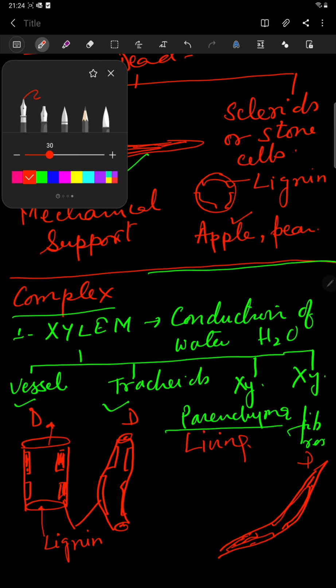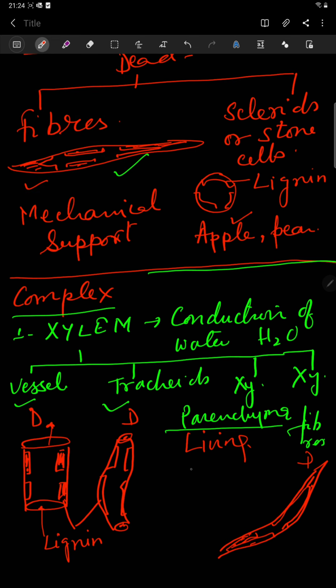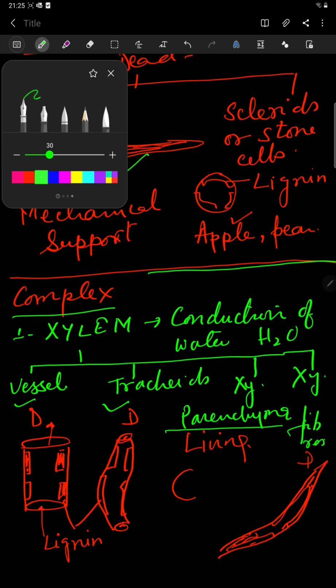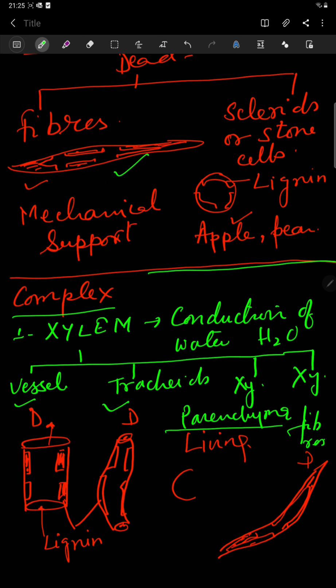This parenchyma is living, and this parenchyma will store food for the xylem, all the tissues of the xylem, and a little bit also helps in conduction of water, no doubt. So this is your parenchyma. Intercellular space will be there and it is living, so the nucleus is also present, and it is there in the xylem, so it is termed as xylem parenchyma.